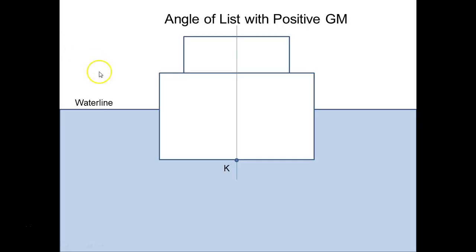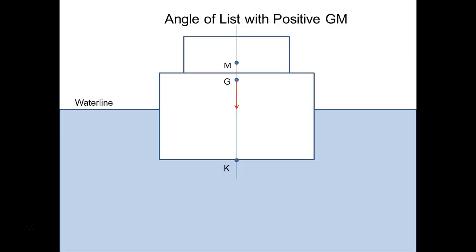So take a vessel floating in the water. Here's your keel down at the bottom. There's your metacenter at M. And here you can see G is below M. So this is a vessel with positive GM. And since G is on the center line, the vessel is in the upright condition.